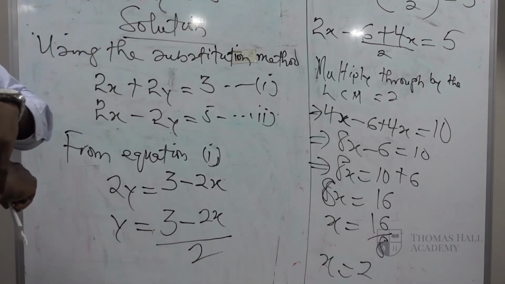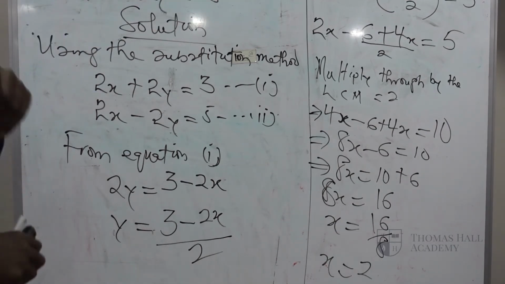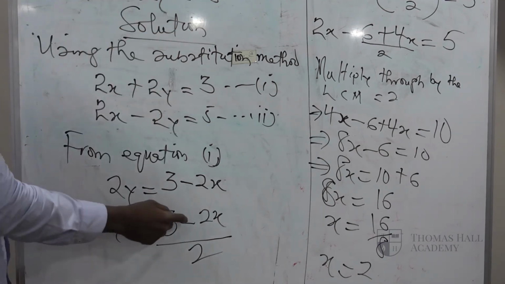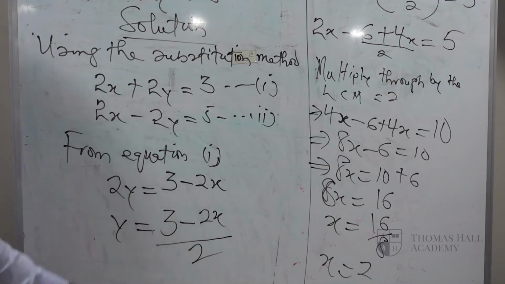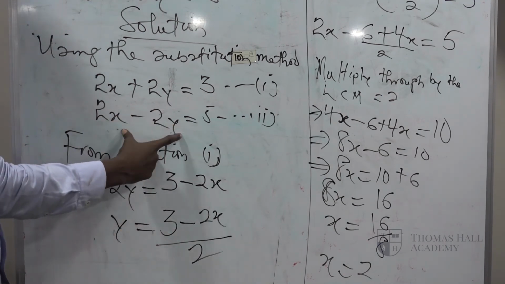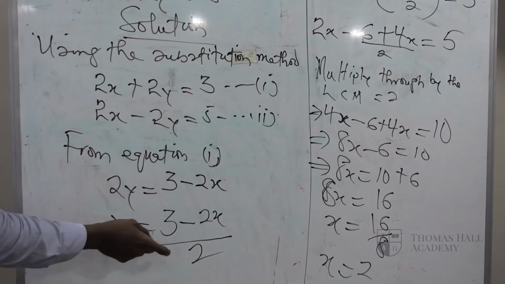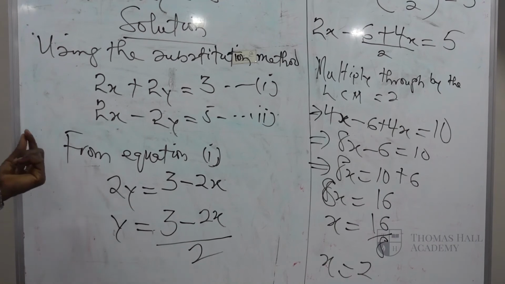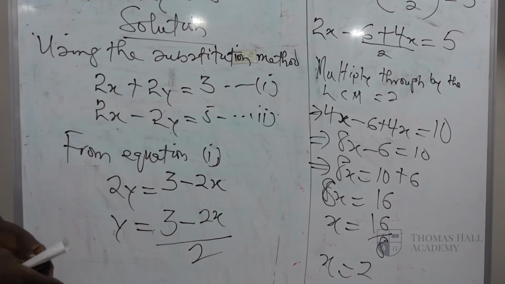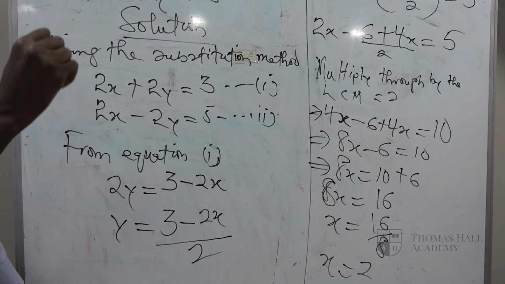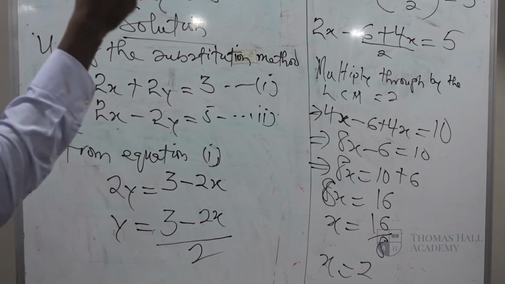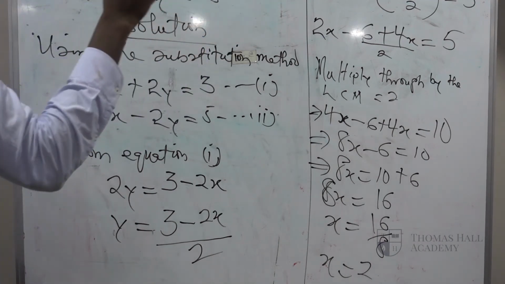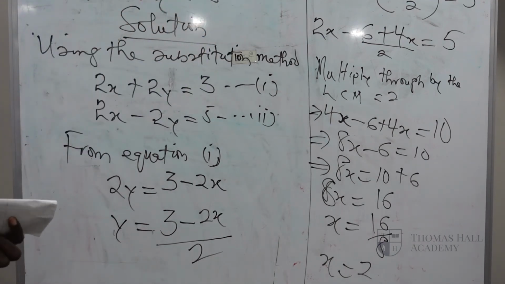Put y, which is 3 minus 2x all over 2, in equation 2. If I had derived y equals to 3 minus 2x over 2 from equation 2, I would put this value in equation 1. But because we derived it from equation 1, we put the value in equation 2. Please take note of that. So we are putting the value of y equals to 3 minus 2x over 2 in equation 2, not equation 1. Now, equation 2 says 2x minus 2y equals to 5.